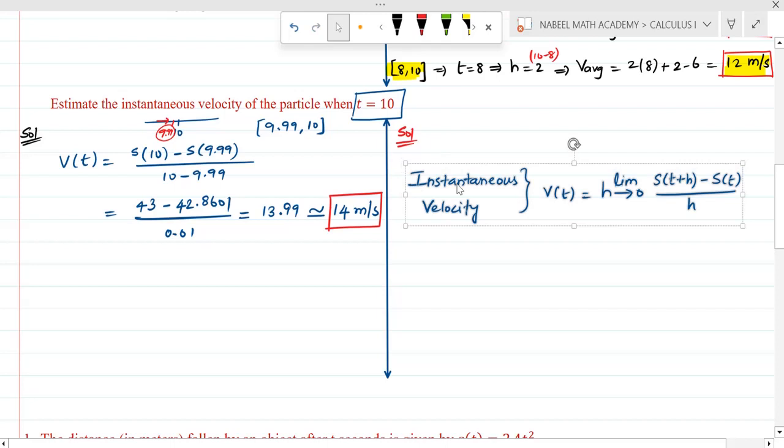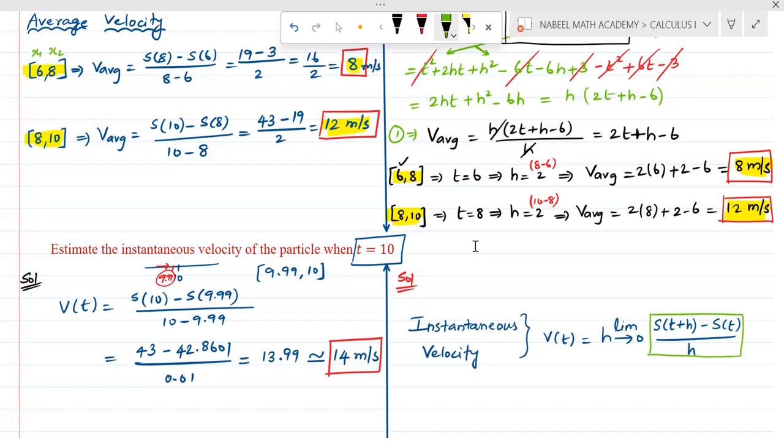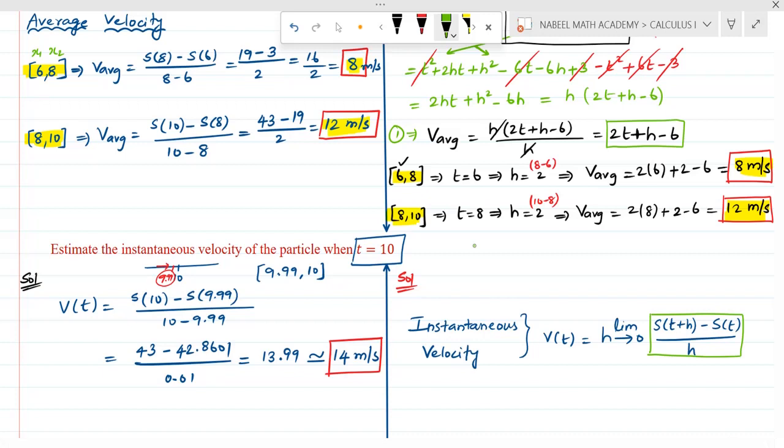Limiting, yeah. So already we have calculated this part in the numerator. If you see this one, this is already calculated in the above average velocity. So I just substitute the value here.